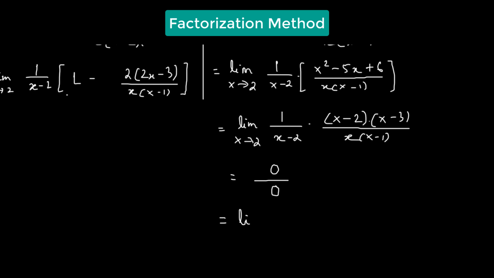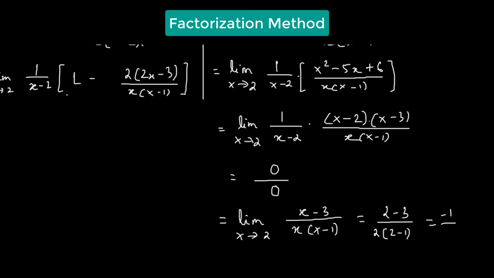So what we are going to do, we are going to factor out x minus 2 from both the numerator and the denominator. So that is going to leave us with x minus 3 in the numerator and x times x minus 1 in the denominator. Now we substitute the value of x. So we have 2 minus 3 divided by 2 times 2 minus 1. So 2 minus 3 will be negative 1 divided by 2. So this is going to be the limiting value of the given function when x approaches 2.